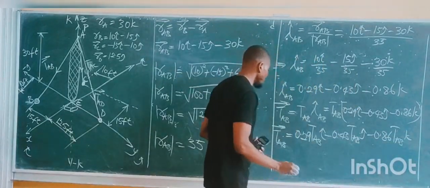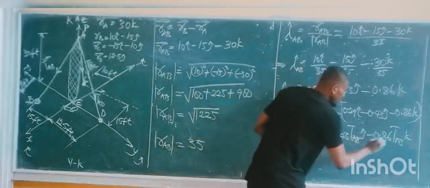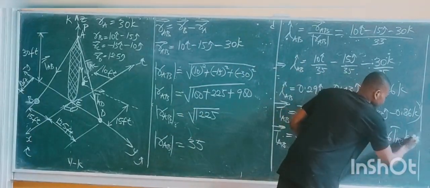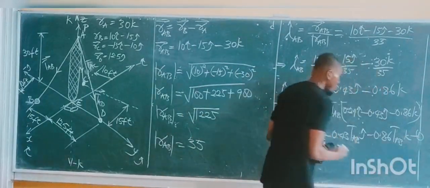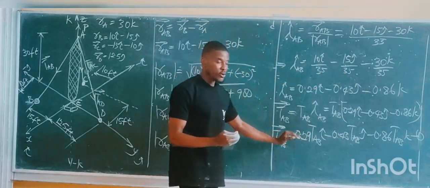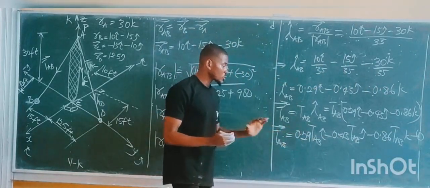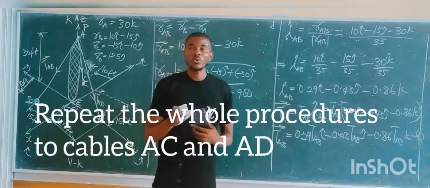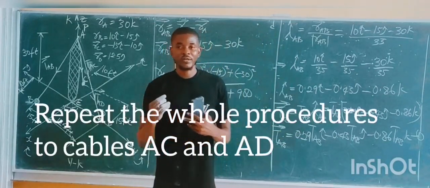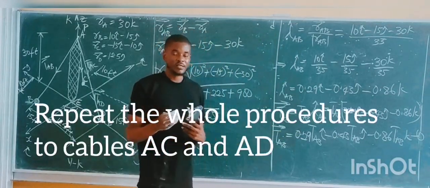Okay, alright, so let's keep this equation aside. Let's call this equation 1. We are going to be reading this later. Now, what was done for this cable AB, we will do the same process for the other cables, for cable AC and AD. Okay?